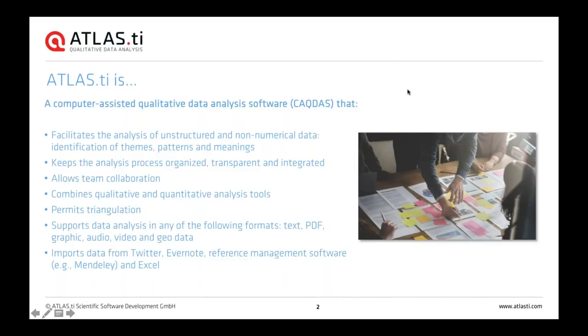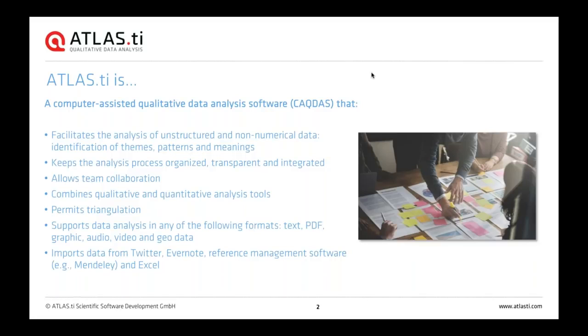So I'd like to begin by saying, what is Atlas TI? What are we all looking at here today? Well, Atlas TI is a computer-assisted qualitative data analysis software. In other words, Atlas TI is a tool that we can use to analyze any kind of unstructured or non-numerical data. So we can use Atlas TI to identify the themes or patterns or meanings across virtually any type of qualitative data. Now, although Atlas TI won't do the analysis for you, it can certainly help.